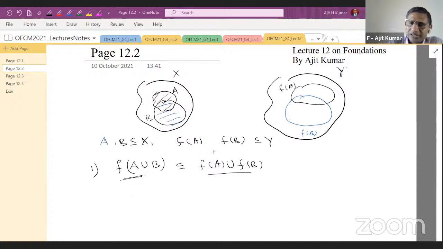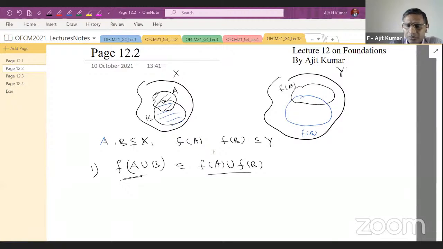Okay. What does it say? If y is in f of A union B, by definition, it says that there exists some x in A union B such that f of x is equal to y. Right? So we have got an element x in A union B. If x lies in A union B, what do we know? x lies in A or x lies in B. But if x lies in A, where does f of x lie? f of x lies in f of A. Therefore, but f of x is y, therefore y lies in f of A.